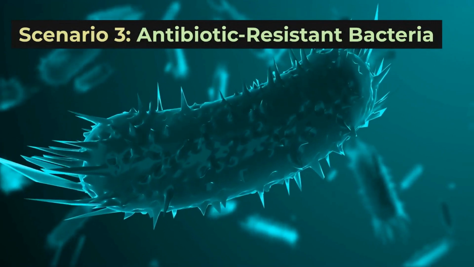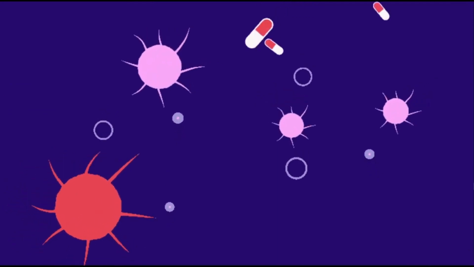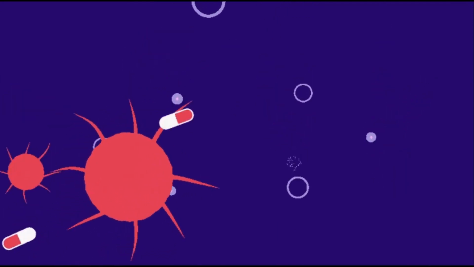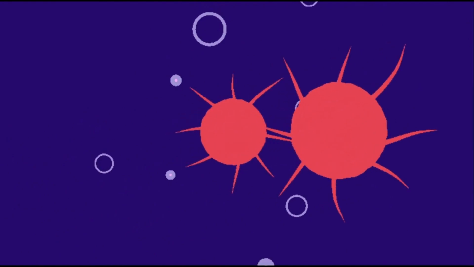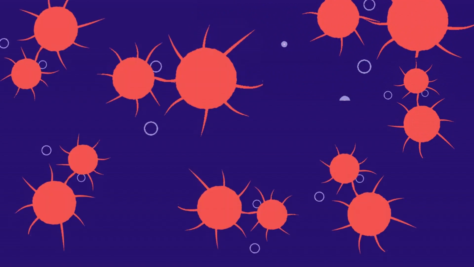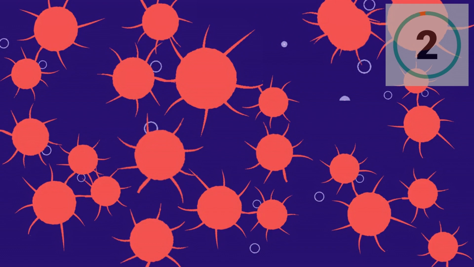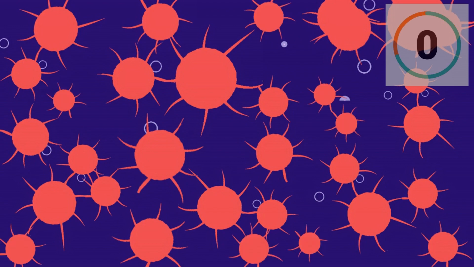Alright, scenario 3, antibiotic-resistant bacteria. A population of bacteria is exposed to an antibiotic that kills most of the bacteria, but a few individuals possess a mutation that provides resistance to that antibiotic. These resistant bacteria survive and reproduce, passing on their resistance to future generations. Would we expect natural selection to occur in this scenario?